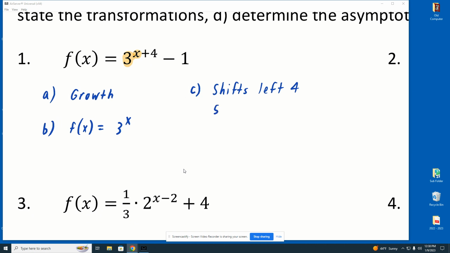It shifts down 1. Remember? On the outside, we called that K. We said that's vertical shift, and we said it is what it is. So that looks like a negative 1. It is a negative 1. It goes down 1.